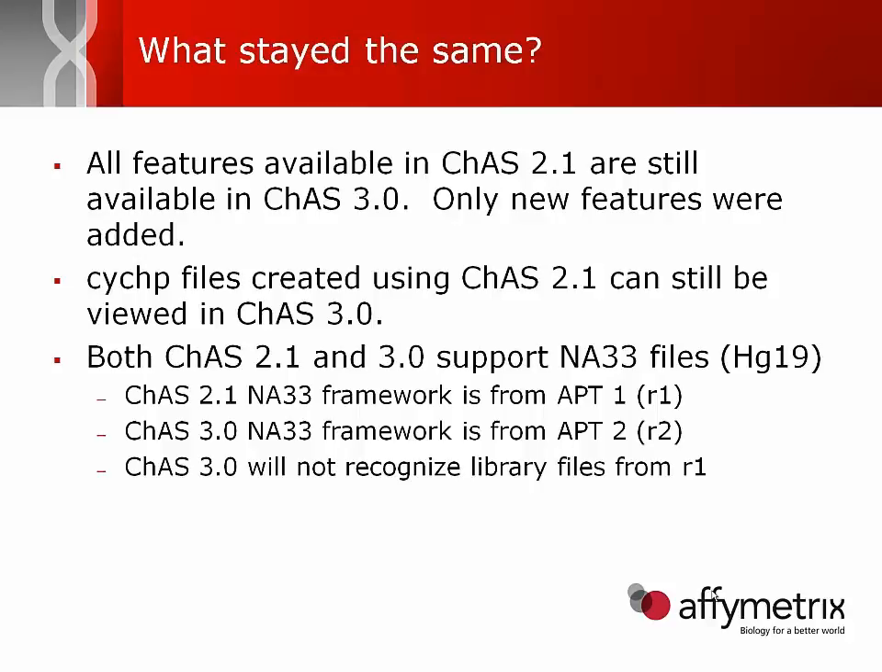And just in case you worry about which NA33 reference model file you have, you will see a .r1, and those are the ones compatible with ChAS 2.1. And you'll see a .r2 in the file name, and that's compatible with 3.0. But 3.0 will not recognize the reference model file with the .r1, so there's no chance that the wrong reference model file would be selected.